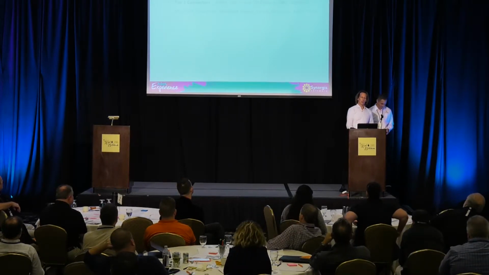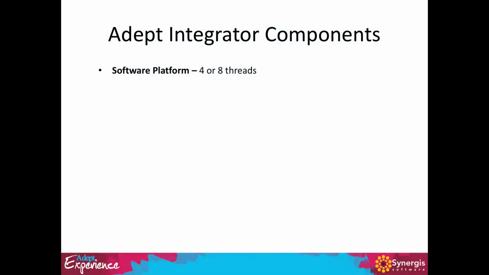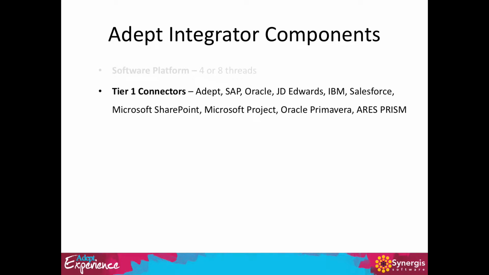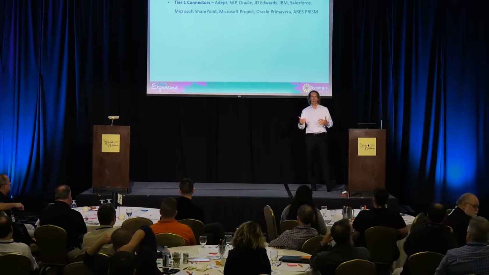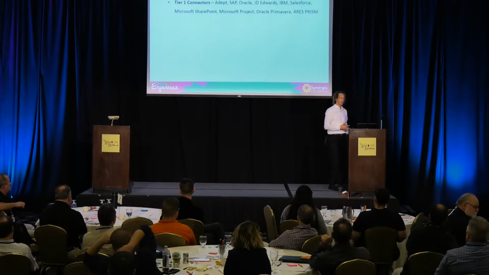So just quickly to go over the components of Integrator. There's a platform. That's foundational. You've got to have the platform if you're going to use Integrator. That'll be either 4 threads or 8 threads. And John, I'll ask you to chat a little bit about threads in a moment. And then there's connectors. So you've got the platform. If there's a business system that you want to connect, either with Adept or to another business system, it doesn't even have to be to Adept, you can use Integrator for that.